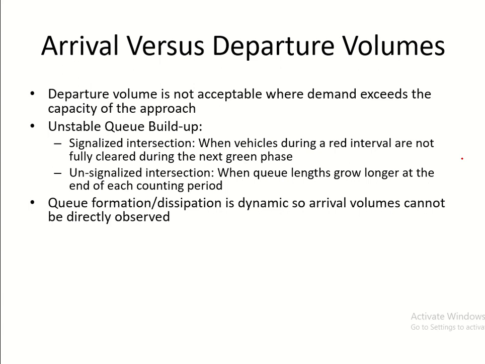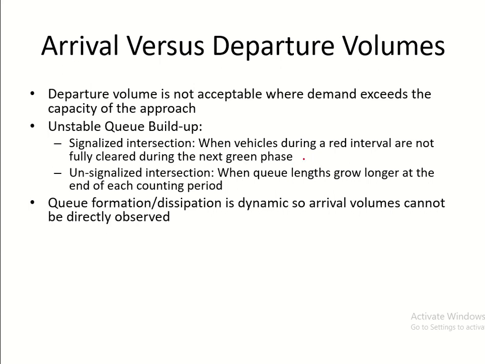So demand above capacity can be observed or can be ascertained if you have one of these 2 conditions. The first condition is for a signalized intersection, the second one is for unsignalized. You can have 2 types of intersections, signalized or unsignalized.